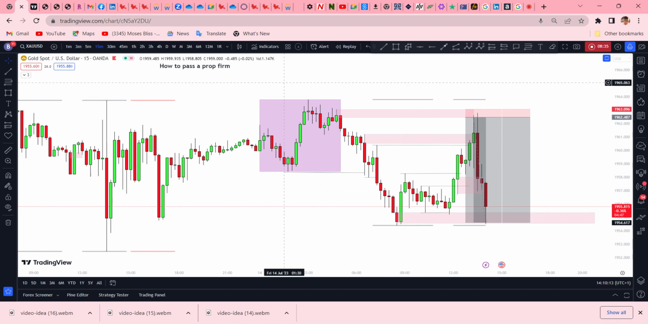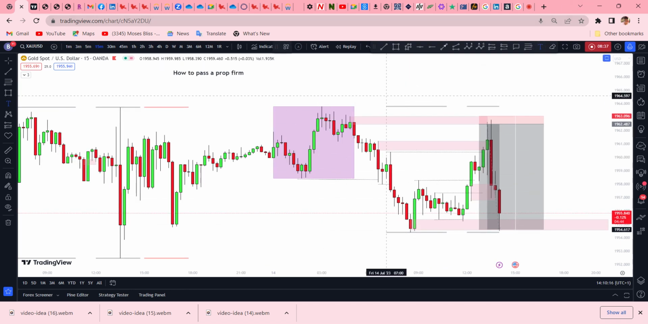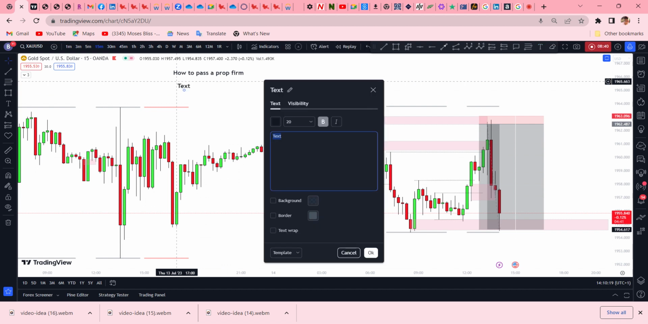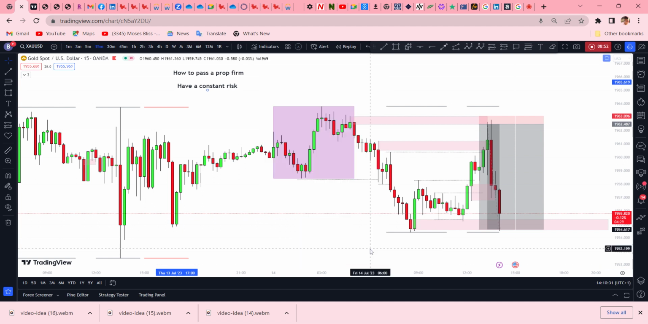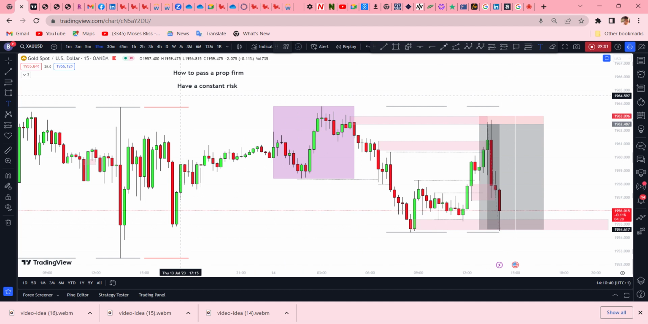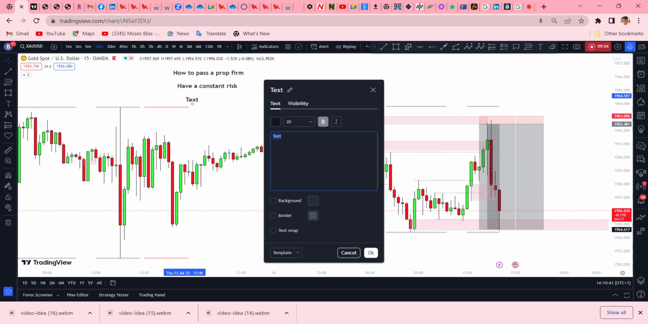So one good thing about this whole problem is to have a constant risk, right? If you have a constant risk, have a constant risk. So risk management is very important. You have a constant risk here. Have a good edge in the market here. So when you have a good edge, what I mean by having a good edge, at least your strategy should be at least 50% out of 100. Okay, let me say 40% out of 100. Okay, let me write it down. So have a good edge.